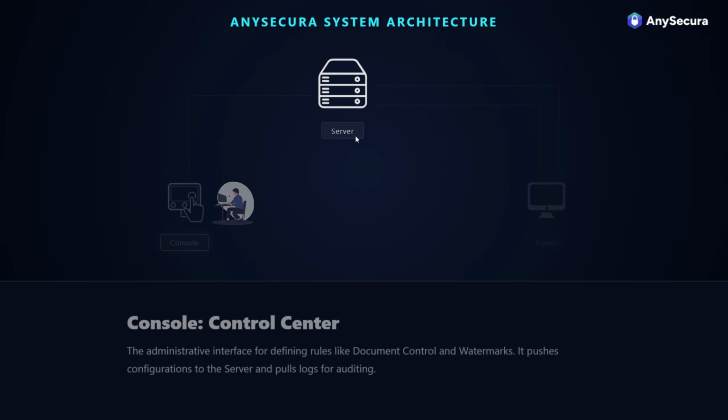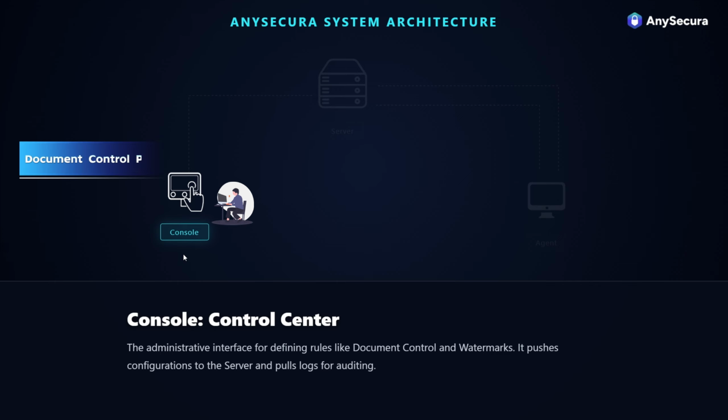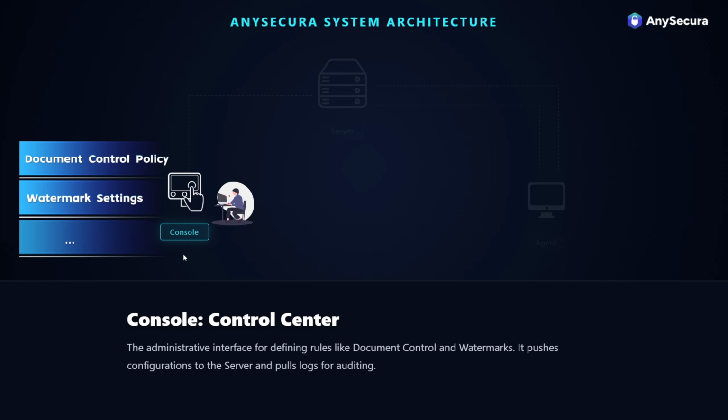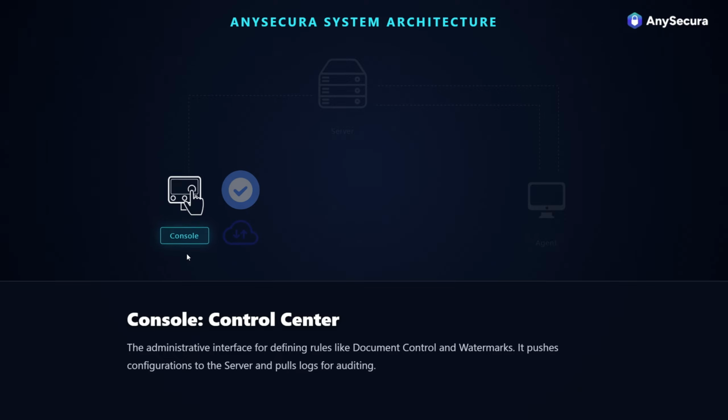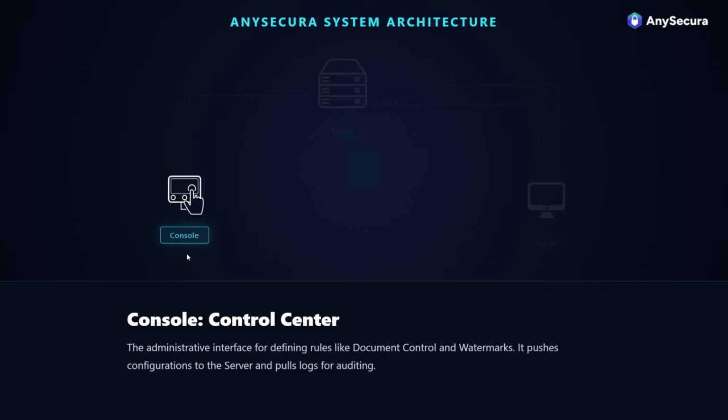Next is the console. This is where administrators do most of their work. You use the console to set up policies, configure templates, and define rules. Things like document control or watermark settings. Once you've configured everything, the console sends these settings to the server. It also pulls log data from the server so you can review activity, perform audits, and keep an eye on your endpoints without having to touch them directly.